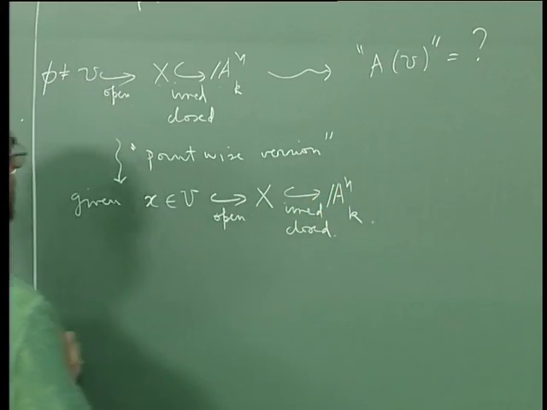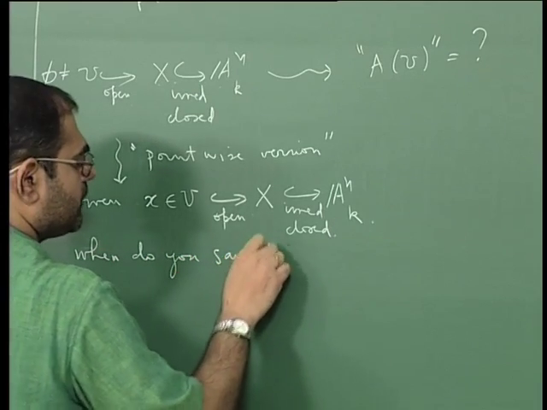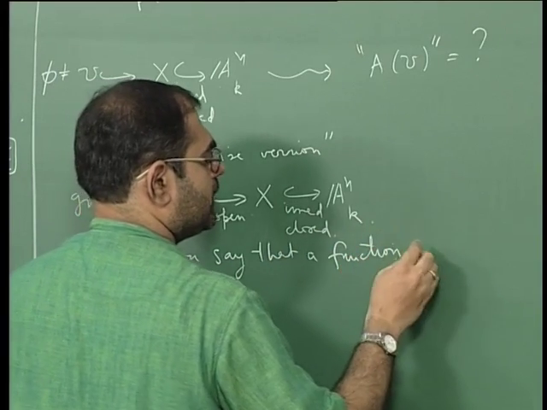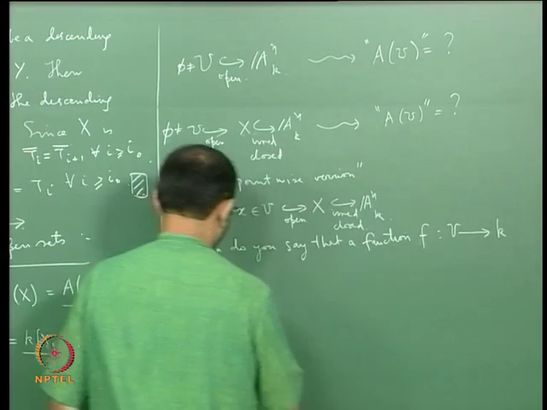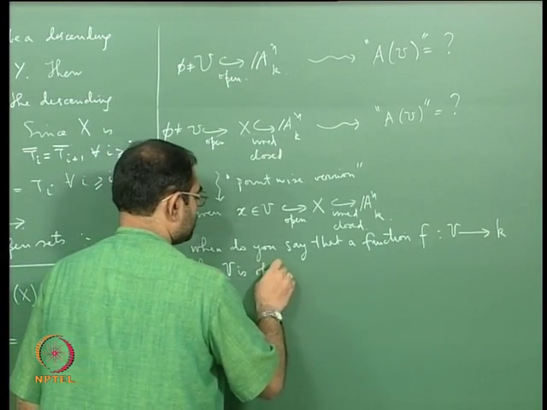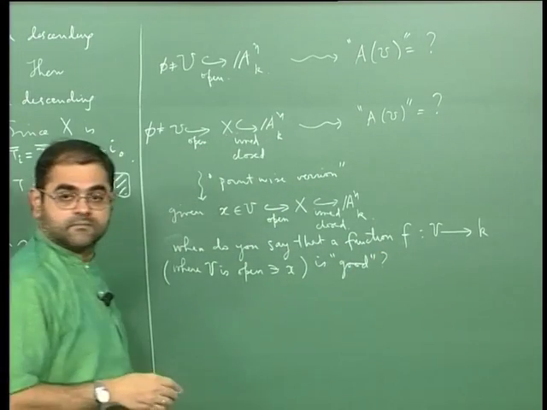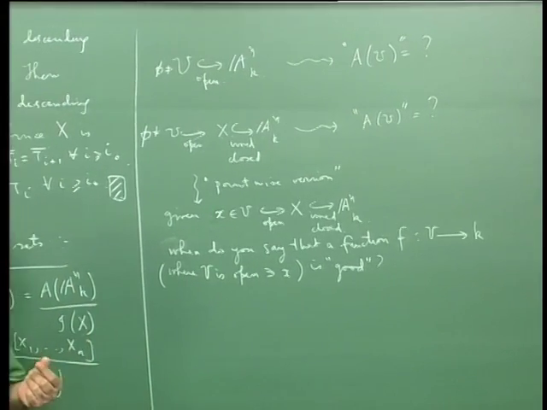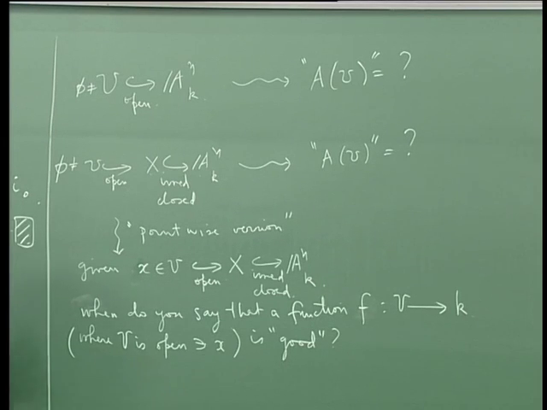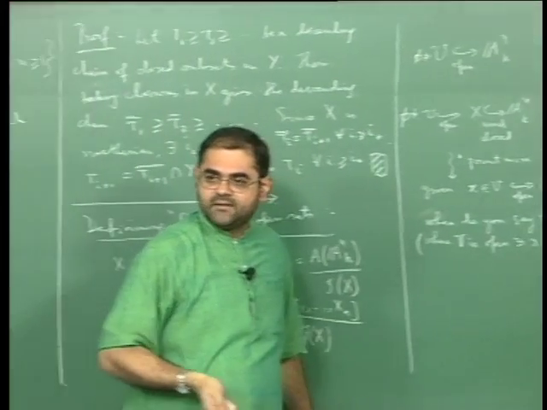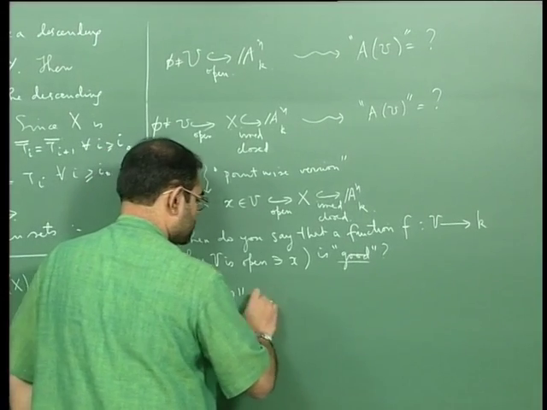when do you say that a function, let me call this f from V to k, where V is an open set containing x, is good? By good I mean algebraic function, a bona fide function, a function that comes in the algebraic sense. How do you define a function to be algebraic at a point? So the answer to all this is that first of all I can't keep always saying good, good all the time, and so we need a terminology for that, and the terminology is regular. So we define good functions to be the so called regular functions.